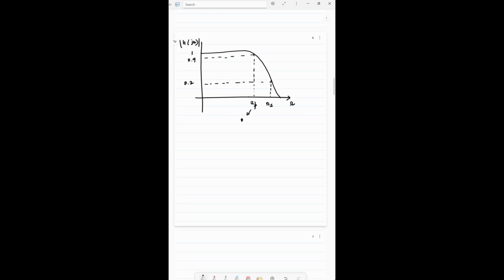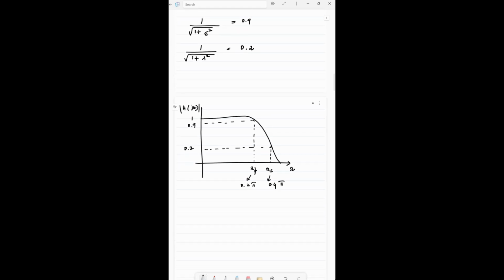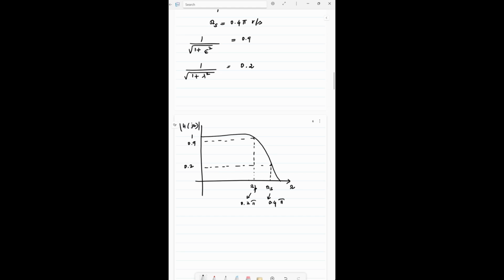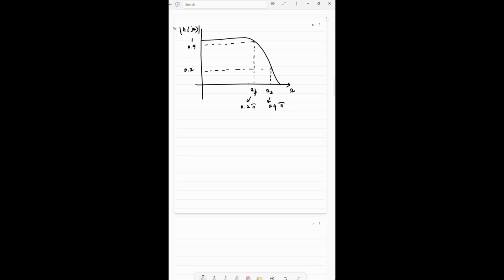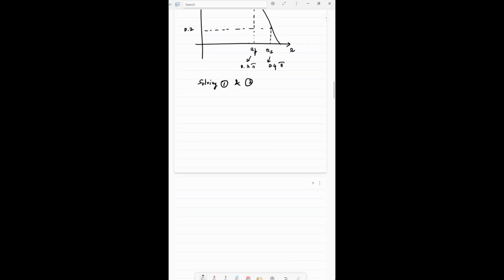Generally at omega p, you will have the gain value as 1 divided by root of 1 plus epsilon square, and at omega s, you will have 1 divided by root of 1 plus lambda square. And that is the value that you are required to find. So solving these two equations, you'll be able to get lambda and epsilon. We also mark the values for omega p and omega s as 0.2 pi and 0.4 pi respectively. To solve for 1 and 2, take square on both sides.